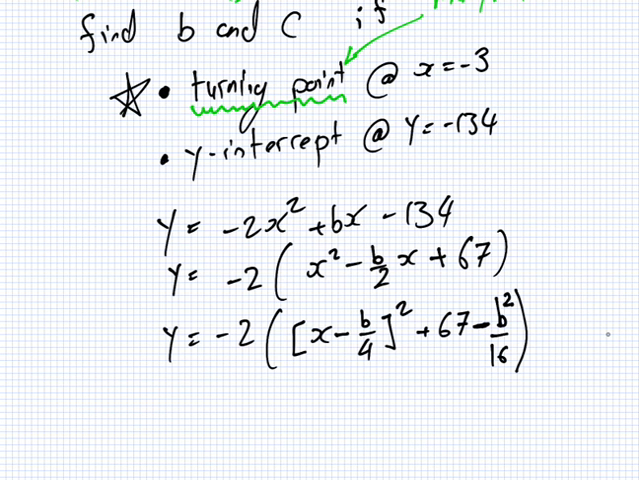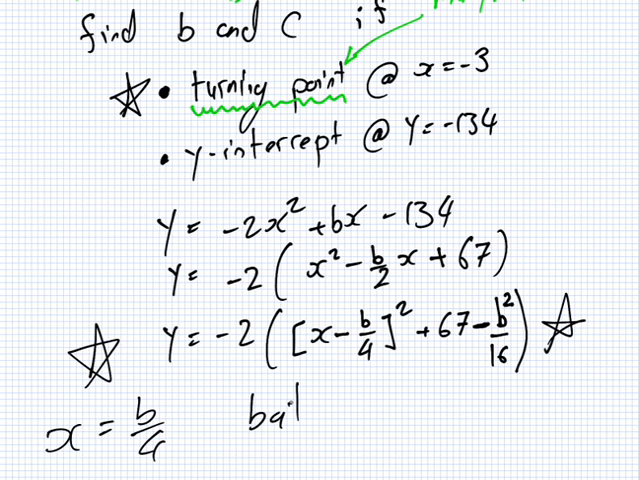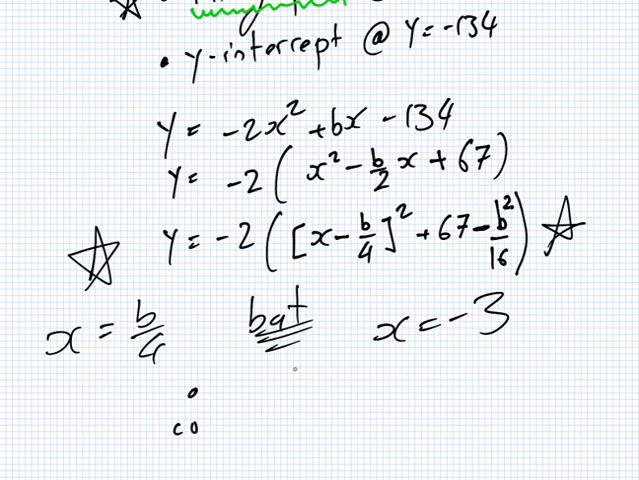Now, look at this answer I just got. In this answer here, where is the maximum? What's the value of x? In this one here, b over 4. But, I tell you, in the question, the maximum is when x equals minus 3. So, therefore, b over 4 equals minus 3. So what does b equal? Minus 12. Yeah.